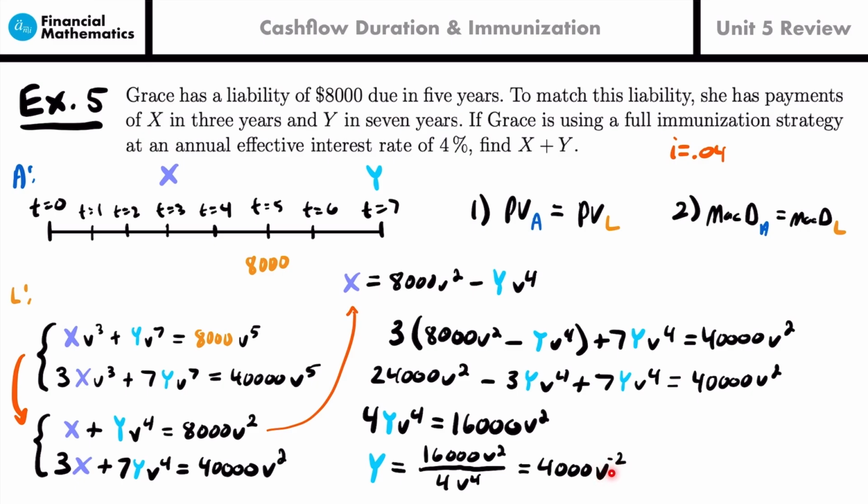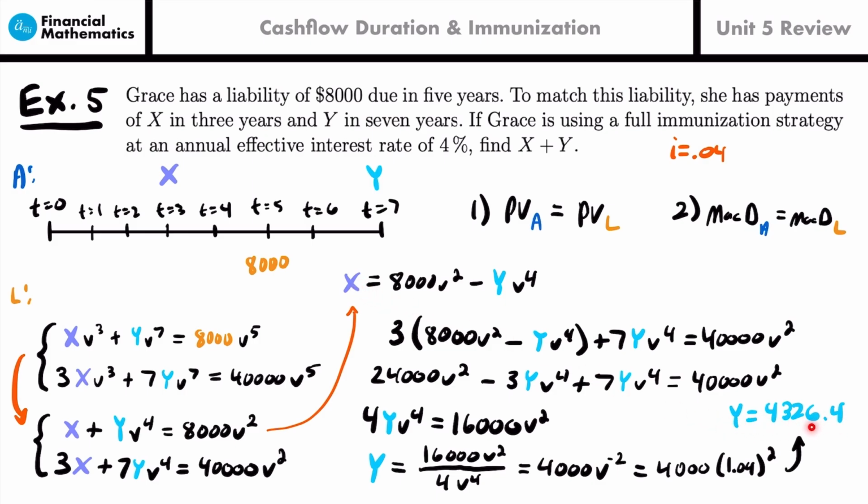And a present value factor with a negative power is actually the same as an accumulation factor. So really, this is equal to 4,000 times 1 plus the interest rate, which in this case is 0.04. So we'll do 1.04 squared. Okay, so now if we do this calculation, you should find that y is equal to $4,326.40. That's an exact value, by the way. There's no more decimals. And now we can use that to solve for x.